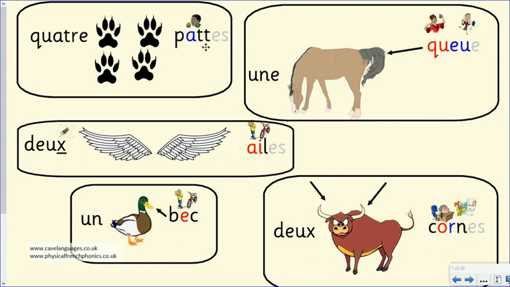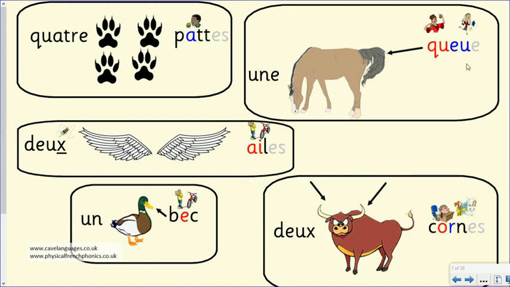How are you going to remember pat is feet and queue is tail? Bec is beak. Well, bec, don't you think looks a little bit like beak? Corne, if you change the C to an H, took away the E, it would be like horn, wouldn't it? Corne, horn. Pat, not sure. I think someone once said to me it sounded like padding along, like an animal pads along. I don't know if that helps.